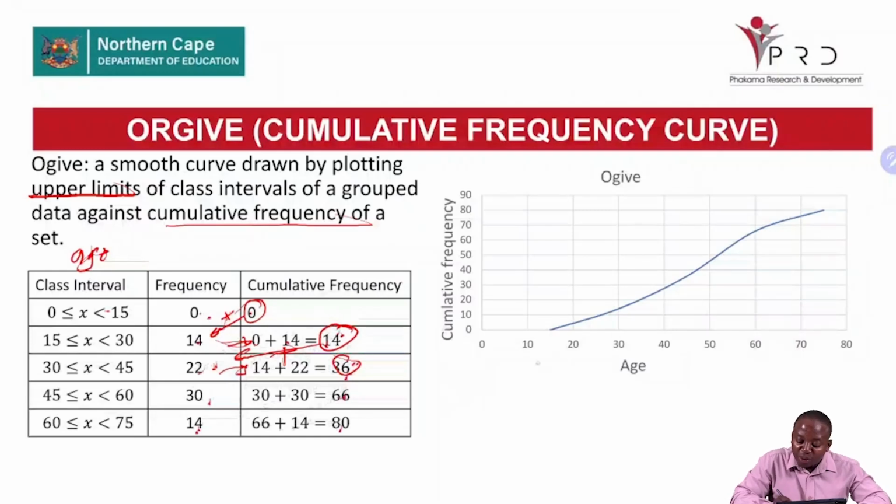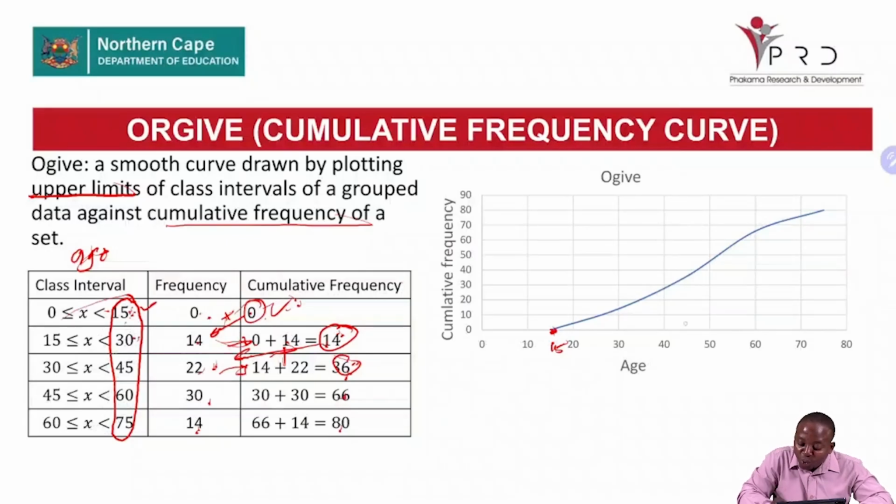Now how do we plot? In our cumulative frequency, we can see it is starting from 0. Which values are we going to plot for the class interval? We said we are plotting against the upper limits. So our upper limits in this case are 15, 30, 45, 60, and 75. For the first data, the age is 15, and we have the cumulative frequency as 0. That's where it starts.